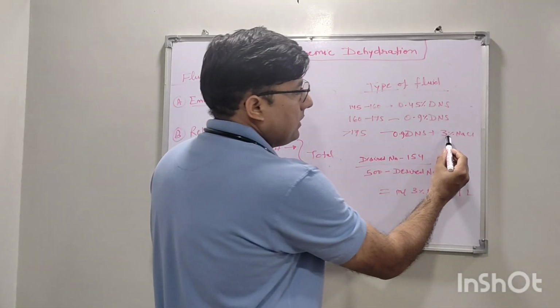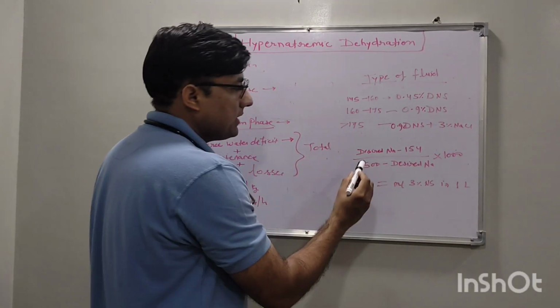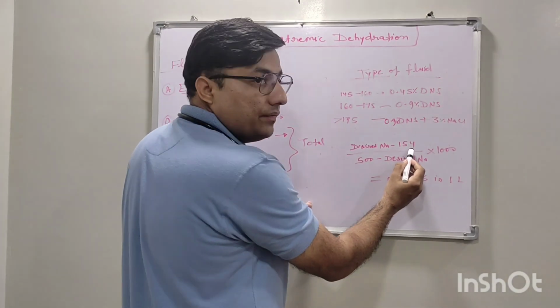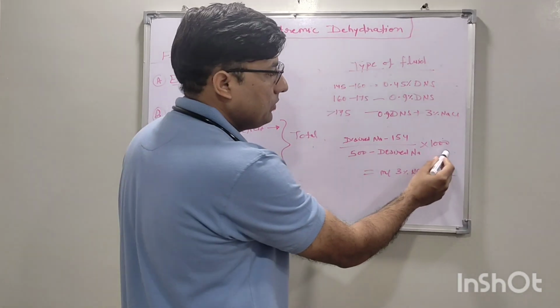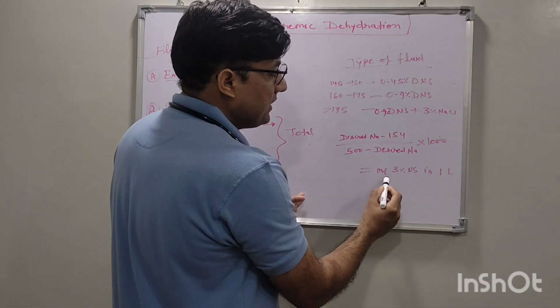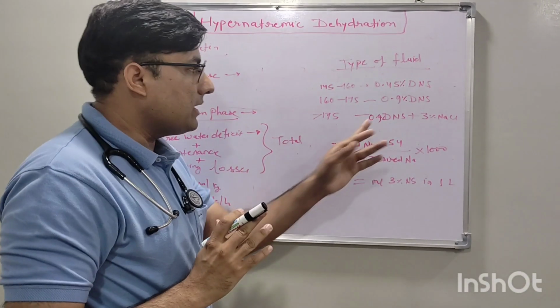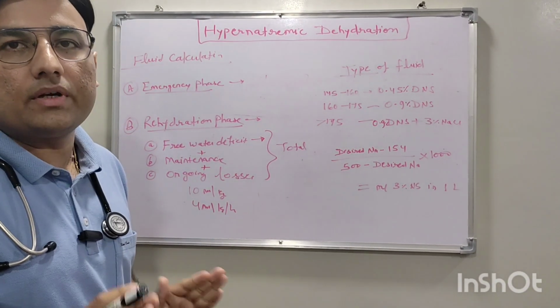To calculate how much 3% NaCl we should add, this formula is there, slightly complicated. Desired sodium minus 154 upon 500 minus desired sodium, into 1000. That much ml of 3% NaCl we will add in 1 liter of the DNS, and that DNS will be started in severe hypernatremia.